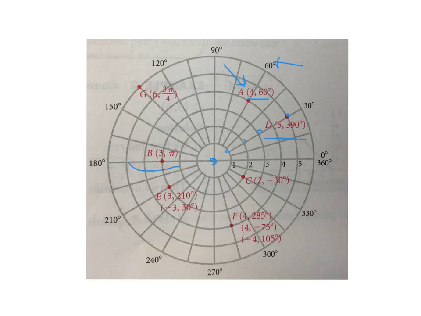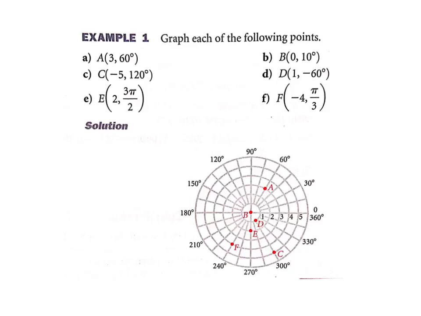Let's pick a couple more here. B says (3, pi). Remember 180 is the same thing as pi, and it's on the third circle. So it's (3, pi). Notice the circle number comes first and the angle comes second. Look at G right here, (6, 3 pi over 4). 3 pi over 4 is the same thing as 135 degrees, so it's 3/4 of the way to pi, and it should be on the sixth circle, 1, 2, 3, 4, 5, 6. So that's how it works. Not too hard to graph the points, but a little bit different.